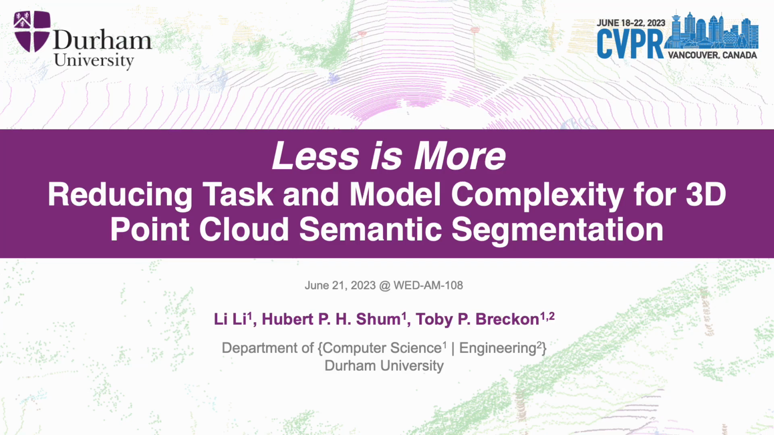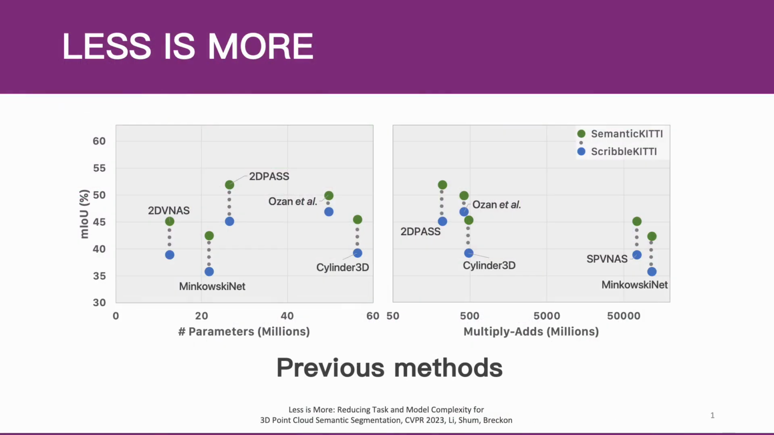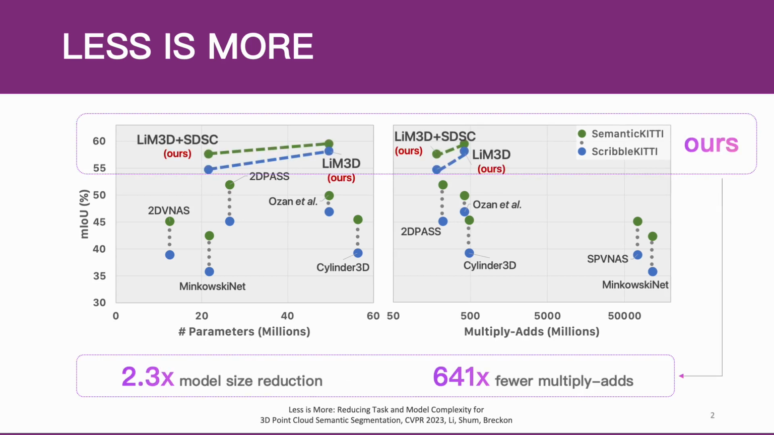We present Less is More, reducing task and model complexity for 3D point cloud semantic segmentation. For 3D point cloud semantic segmentation, previous work often employs relatively large backbone networks to improve segmentation accuracy at the expense of computational costs. To address these issues, we propose a new pipeline that employs a smaller architecture, requiring fewer annotations to achieve superior accuracy compared to contemporary approaches.